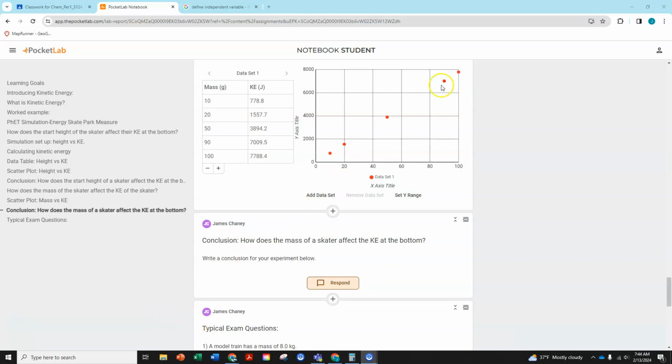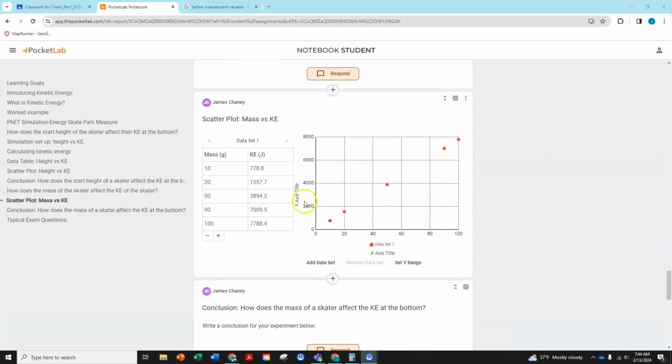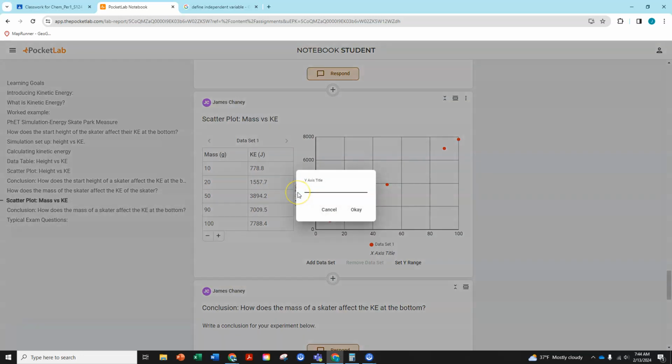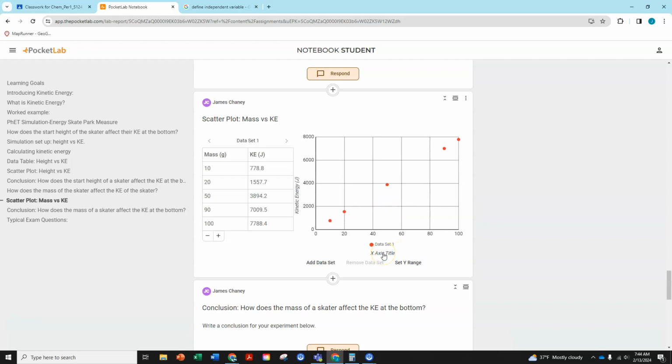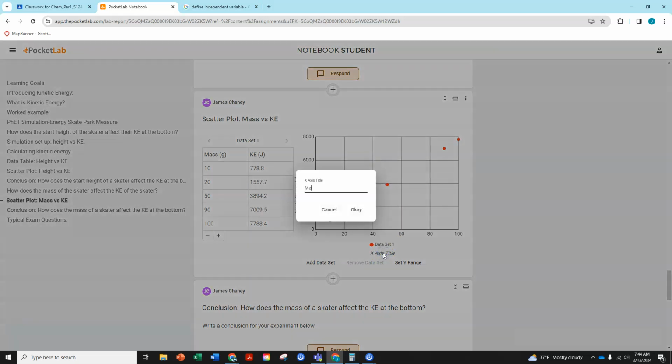And we have our plots now, and we just have to label our data set. So the y-axis is, again, kinetic energy, joules. And our x-axis is going to be our mass in grams.